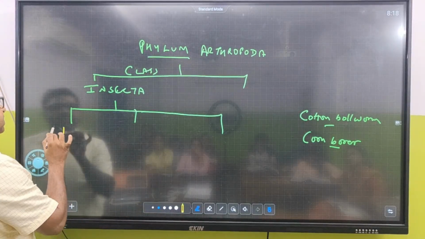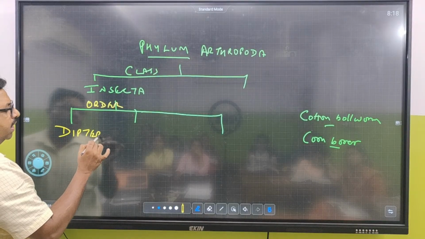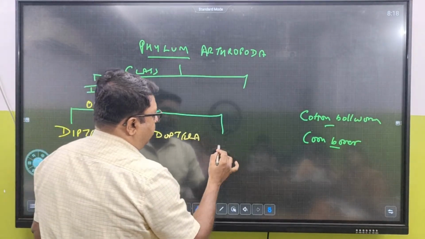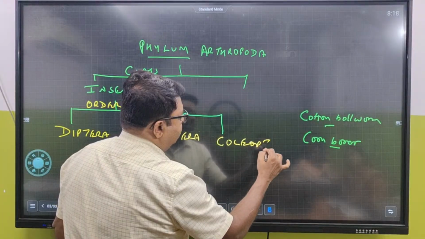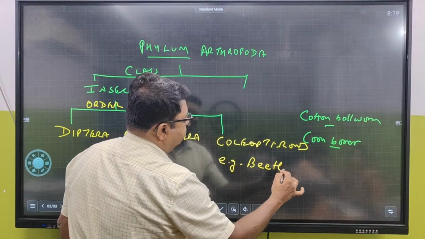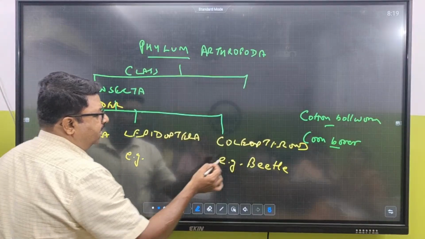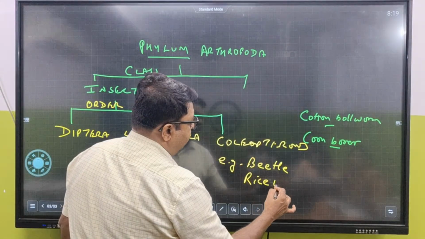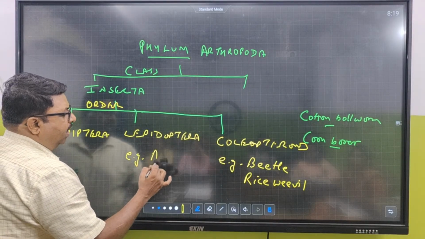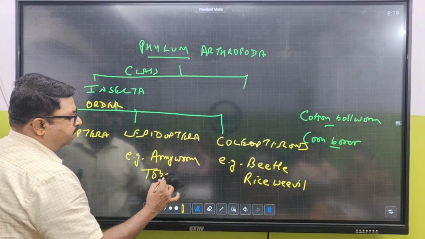What are those? Three orders: order Diptera, order Lepidoptera, and the third order is Coleoptera. Can you help me with examples of them? Tell me an example of Coleoptera. It's beetle. Another example we talked about last day is rice weevil. Under Lepidoptera, the examples can be armyworm and tobacco budworm.